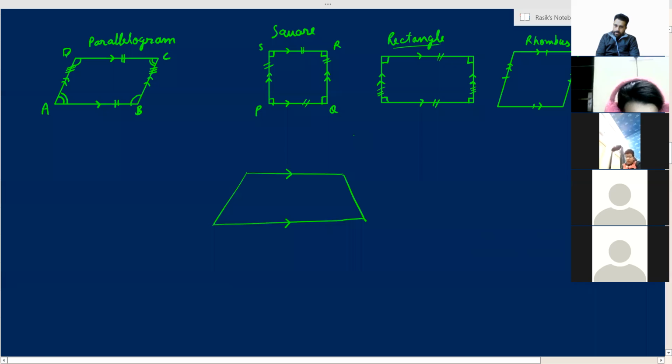And sometimes adjacent angles, consecutive angles may be equal also. Equal कभी कभी हो सकते हैं. दो angles equal हो सकते हैं कभी कभी. Not all the four. Okay. But unequal भी हो सकते हैं. So that means there is no property of angles in a trapezium. Okay.